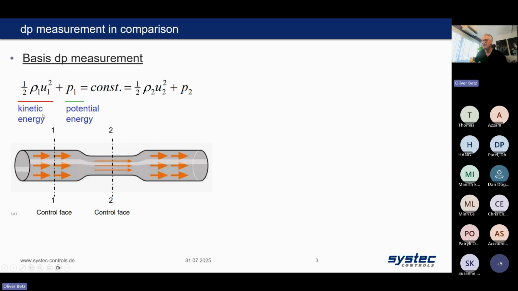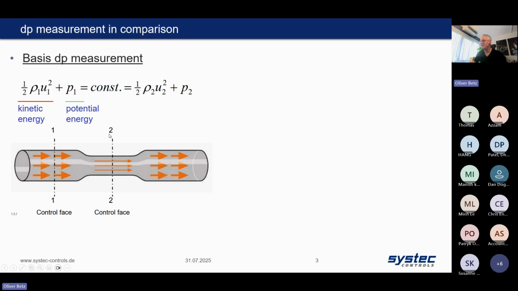It's the kinetic energy, which is the energy of the velocity of the fluid. And we have the pressure of the fluid, which is the potential energy. So if you look here in control phase 1, bigger diameter, your flow velocity is low, therefore the pressure is high. In control phase 2, the velocity is higher, so the fluid needs to come through this bottleneck, therefore the pressure is lower.